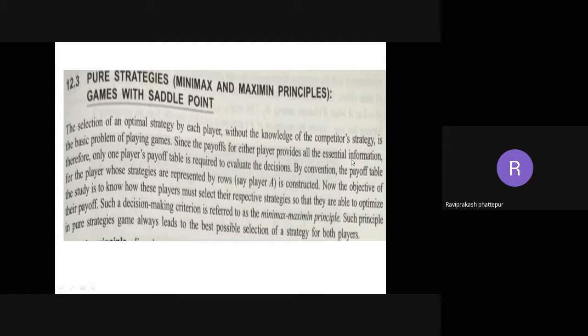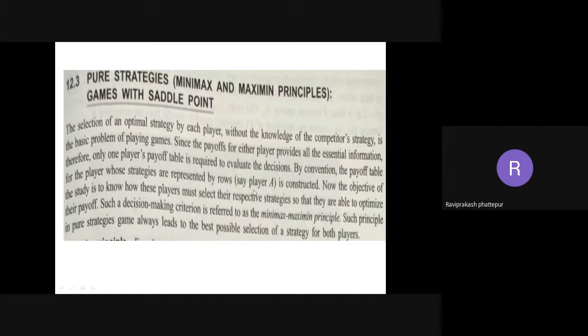So in this situation, we know the different choices the opponent has, what I have, and what the gain or loss is for him if he makes one of the decisions, and what the losses and gains are for me if I make a particular decision. All are known prior. Therefore only one player's payoff table is required to evaluate the decisions. We just saw that by convention, the payoff table is for the player whose strategies are represented by rows.